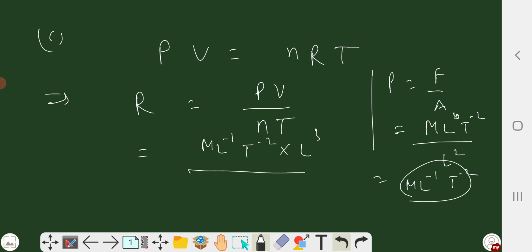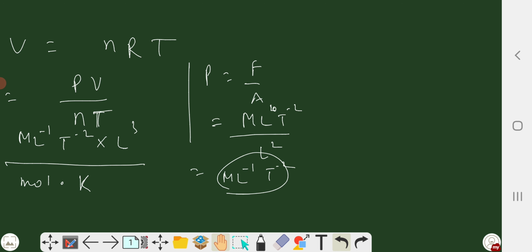Volume means L cube. n means mole. This is the number of constituent particles in matter. Suppose I am talking about the number of atoms, then that would be a kind of mole. That means the unit of number of constituents would be taken as mole. So I am writing mole here. Temperature T would be termed as Kelvin. Okay, after solving, what will I get?